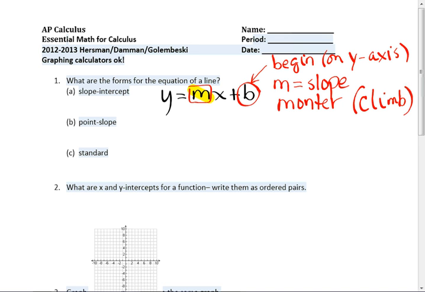Okay, so we start in first year algebra with y equals mx plus b. There's nothing special about that form. Matter of fact, in calculus, I'm not going to use that form, unless I want to find the slope of a line and I'm given some sort of equation. In calculus, I'm going to use the point slope form. Does anybody know that one? Yep, y minus y1 equals the slope times x minus x1.